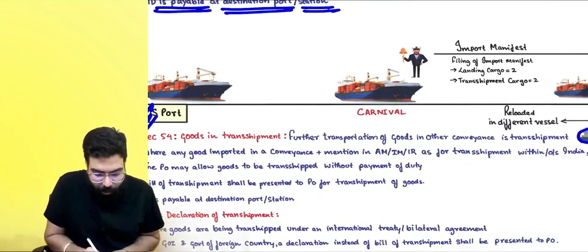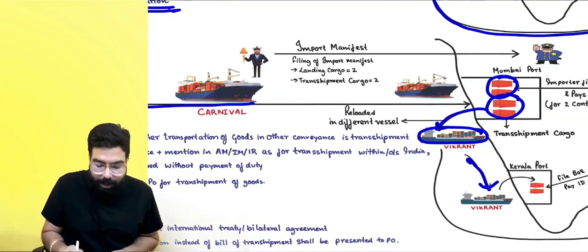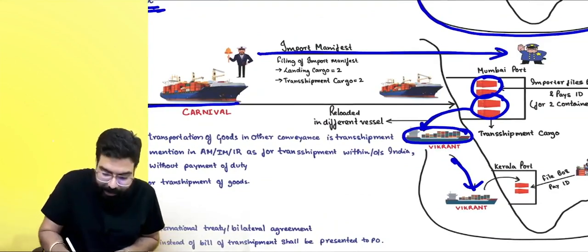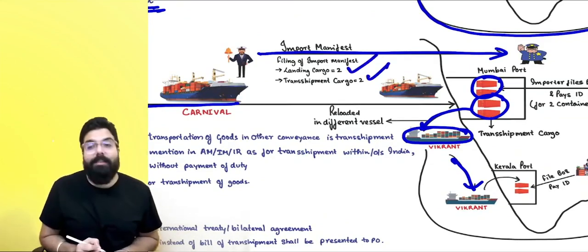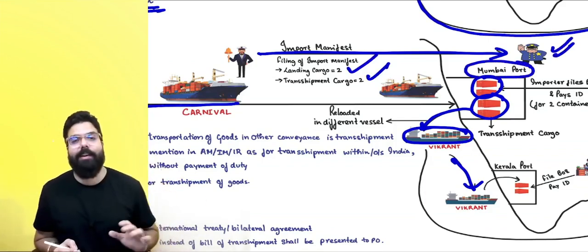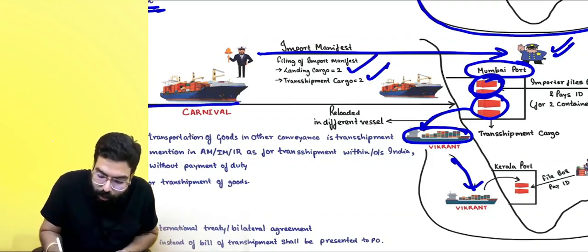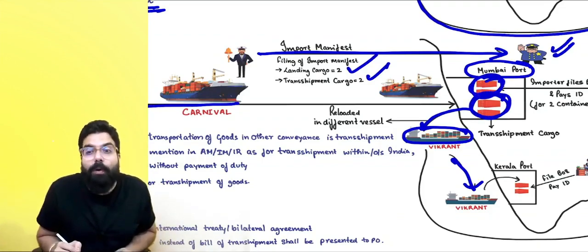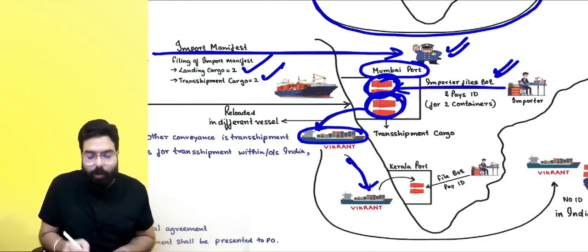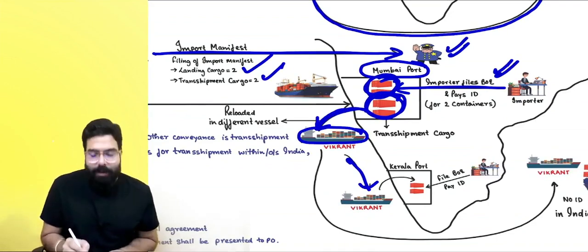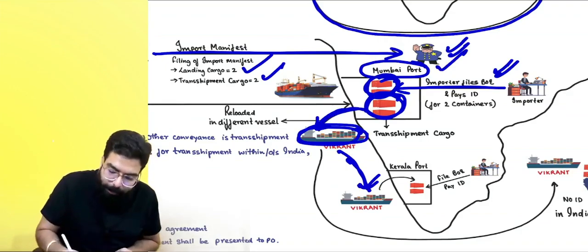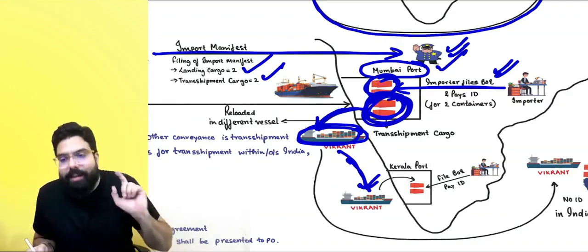Sir, over here, say goods were coming from US ports in the ship Carnival. The person in charge will file the import manifest or the import report. He will say landing cargo is 2, transshipment cargo is 2. Then the officer at the Mumbai port will immediately understand, oh, first 4 cargo will be unloaded, so I should make space for 4 cargo, and duty will be paid by the importer only for 2 cargo. The remaining 2 cargo will be loaded in a separate ship and will go further. So, for the Mumbai port, these 2 cargo are transshipment cargo.